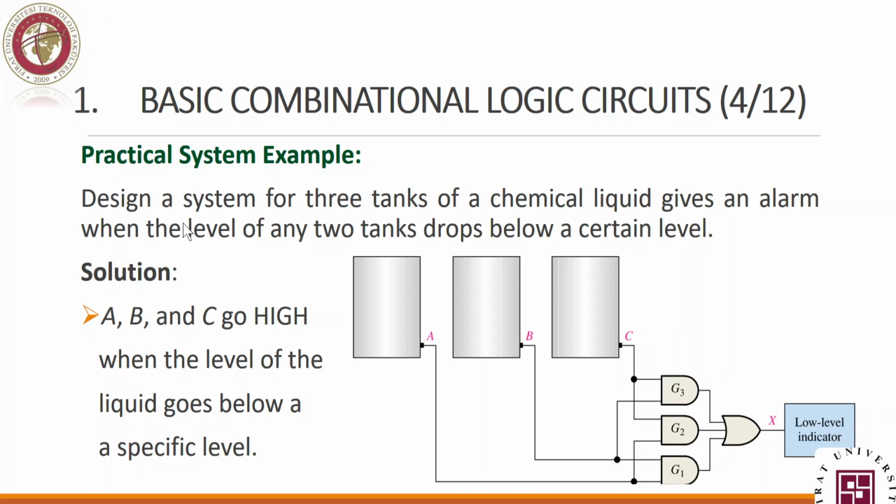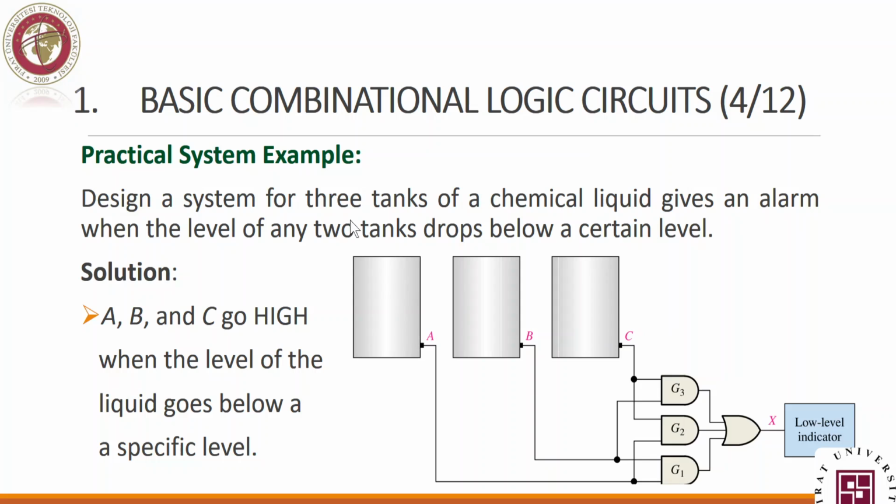All right, now look at this. Design a system for 3 tanks of a chemical liquid that gives an alarm when the level of any two tanks drops below a certain level. What does it mean? Now let me explain. Let's say you have 3 tanks. Let's say you have a normal colored printer with 3 color tanks, and of course 1 black. Let's say we are ignoring black now. We're just using the 3 colors.